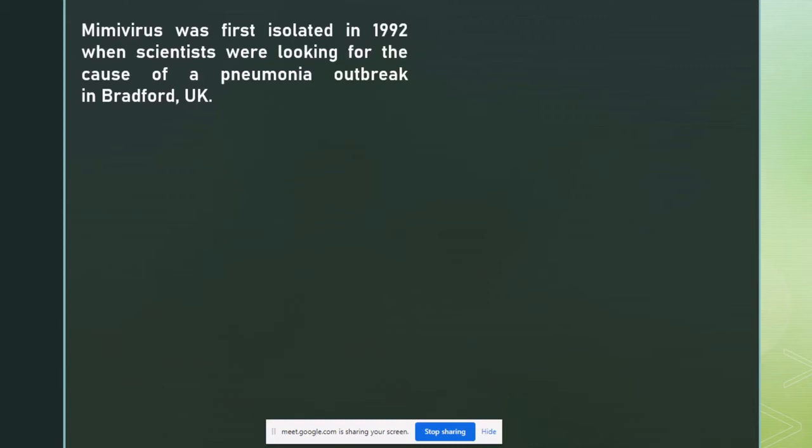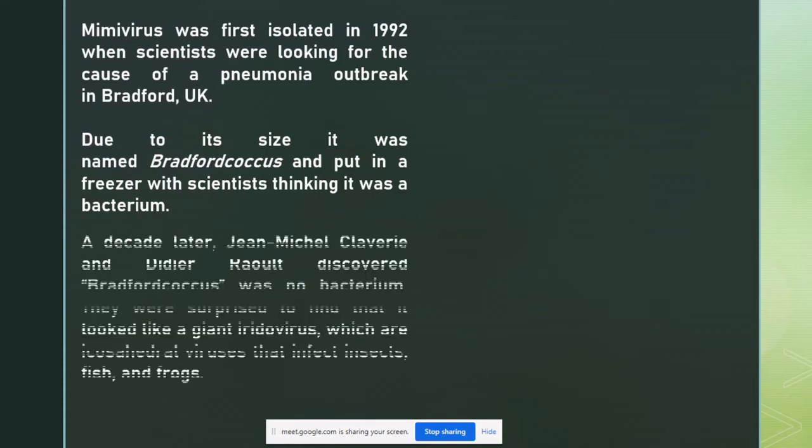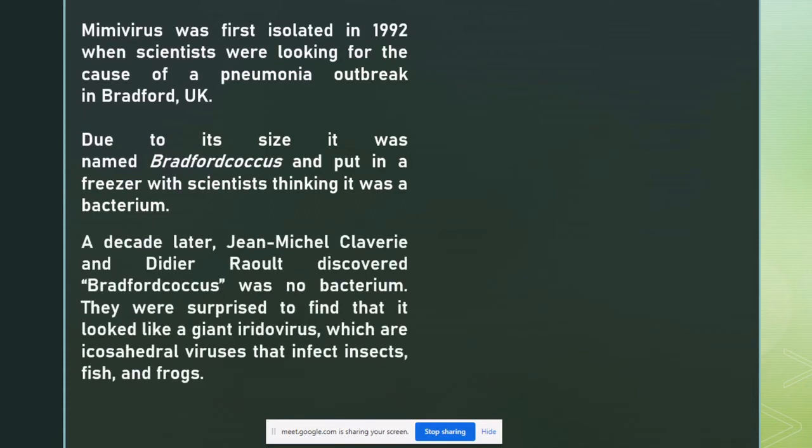So what they did was they isolated some kind of entity, and they thought it's a bacterium. So they named it Bradfordococcus, or Bradford coccus, just how we have Staphylococcus, and they maintained it in a refrigerator. They wanted to study it later, so they maintained it. A decade later, other scientists came up with the Bradford coccus and were studying it.